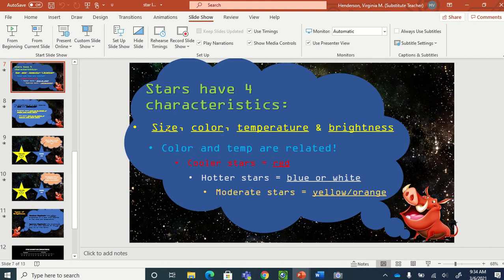All right, so here are the four. Hey, look, we guessed correctly. Size, color, and temperature. Color and temperature are related. Cooler stars are red. I know, this is the thing that you guys have been so stuck on. Some of you guys are confused about how things that are blue are hot and how things that are red are cooler. So when we think about fire, we think the hottest flames are blue flames.